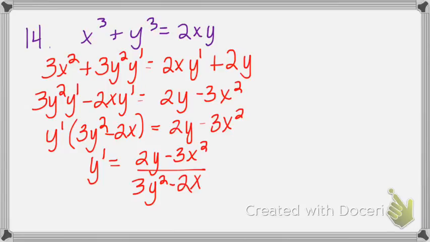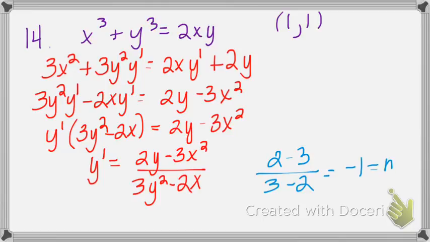Alright, so it's asking me to find the tangent line and the normal line at 1, 1. So I first need to plug in the 1, 1 and then figure out what the slope is. So when I plug in the 1, 1, I get 2 minus 3 over 3 minus 2. So that's negative 1, which is m. Alright, so the tangent line.